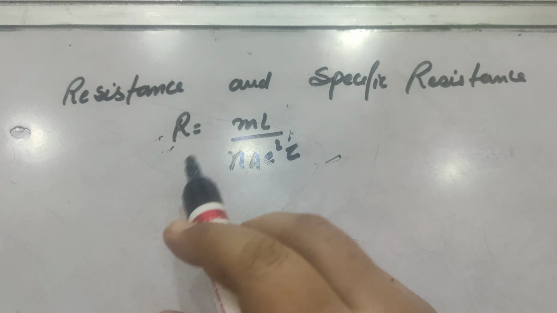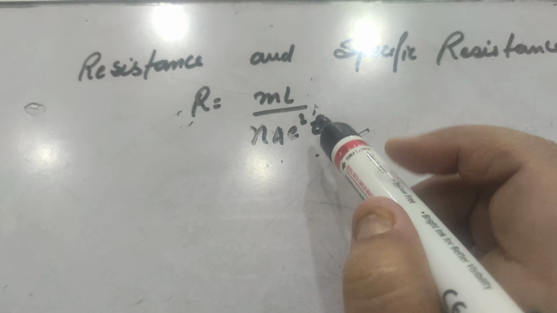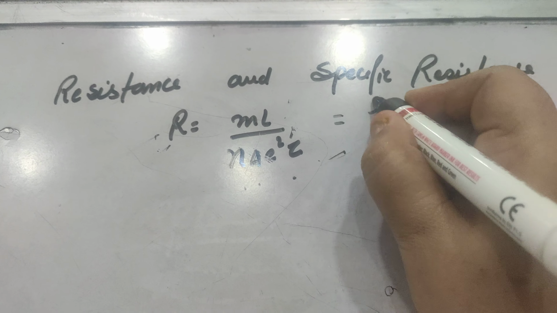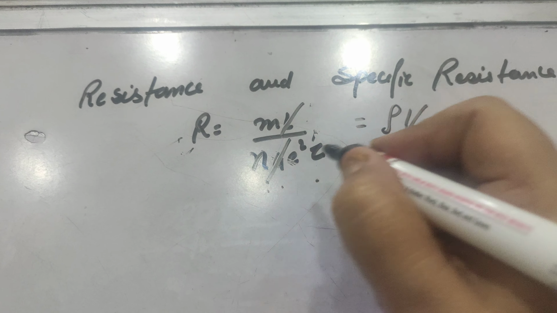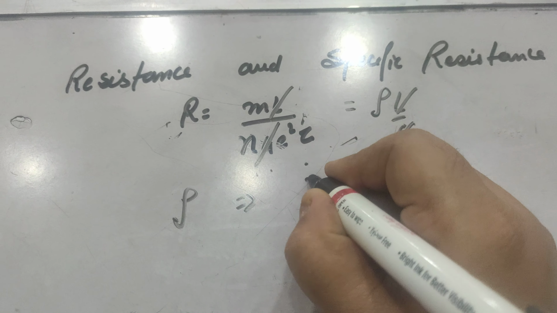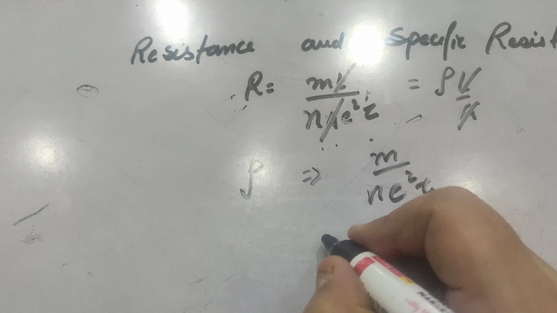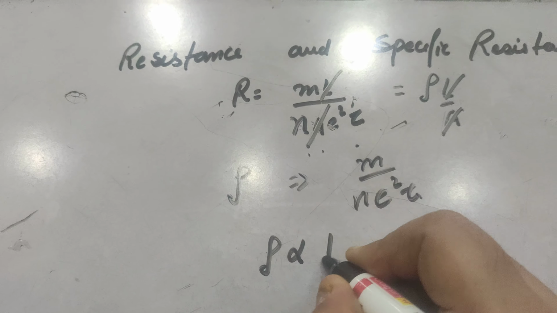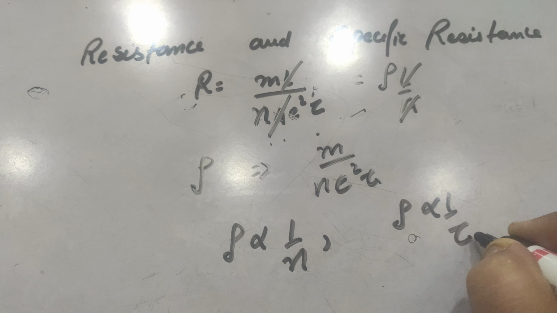Now again considering the formula, R is equal to ml upon n a e square tau, and we have just proved that R is equal to rho L upon A. So both these equals, L cancel out by L, A cancel out by A. So what we get, rho is equal to m upon n e square tau. So clearly rho is inversely proportional to n and rho is inversely proportional to tau.